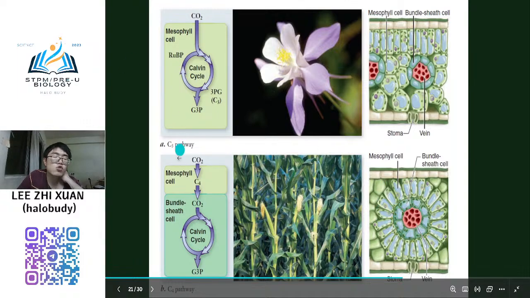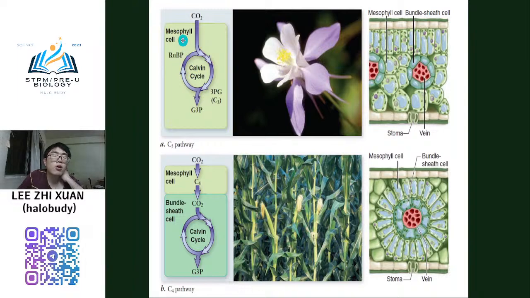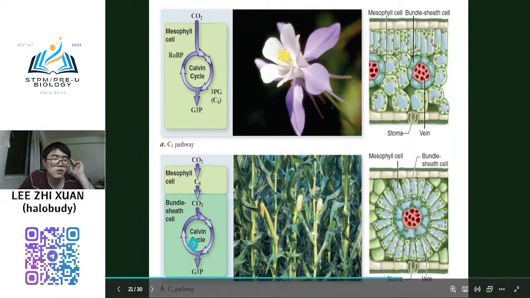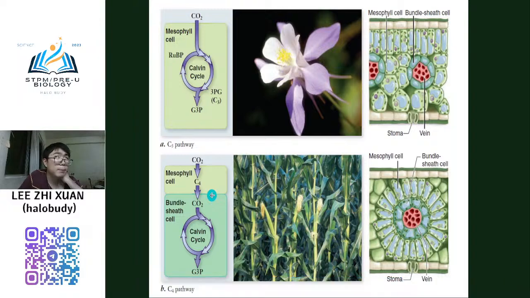So in C3 plant, only the mesophyll cell is involved in the light independent reaction. The bundle sheath cell is not involved. But for C4, they are involved: the mesophyll cell and bundle sheath cell are both involved in the light independent reaction. Okay.